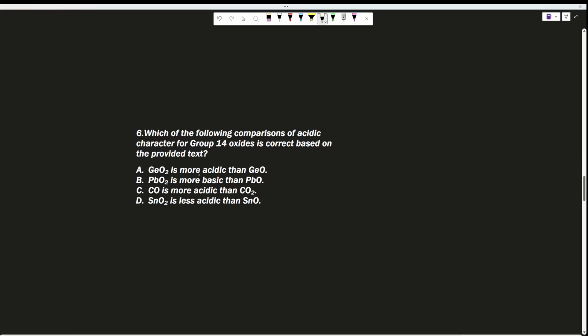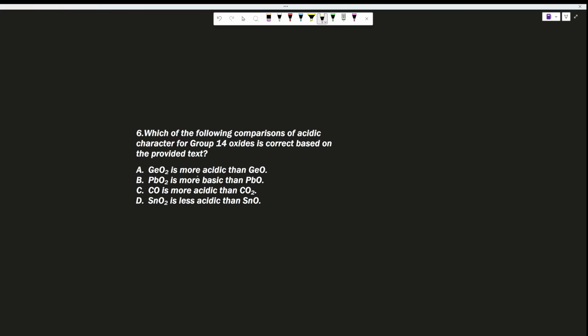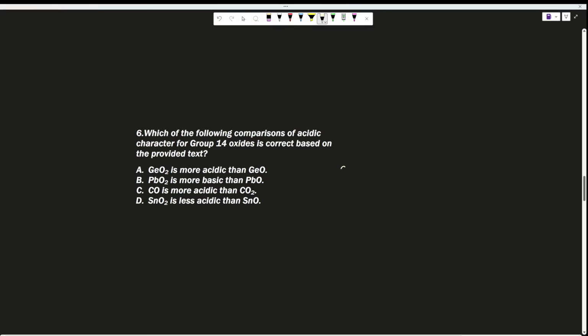Which of the following comparisons of acidic character for group 14 oxides is correct? Okay, based on the given options. So here you can see the options. In one option, the same metal, or same element, is given, right? One is the dioxide of the element, another is the monoxide. So when you look at the oxidation states, for example, I'll take the first option.